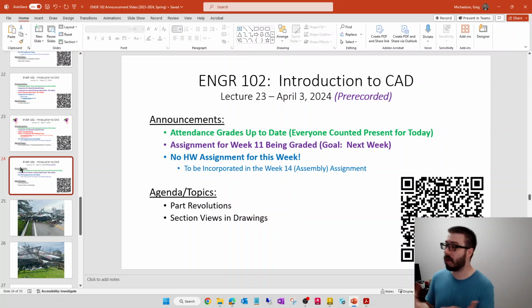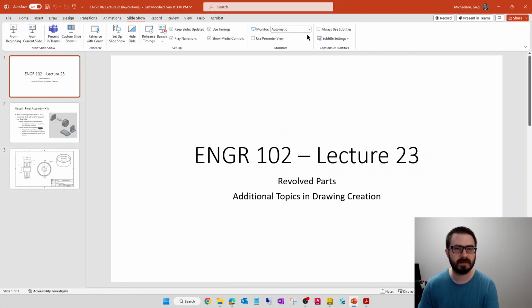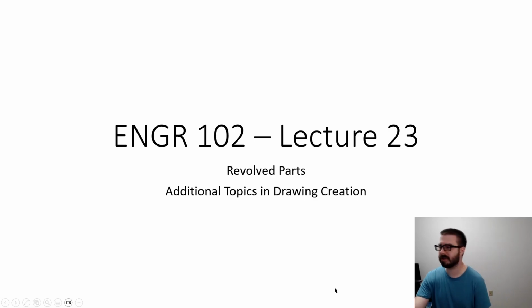So with that, I want to get right into things. Let me pull up the lecture notes here for today's exercise. Let me put that on the other screen. There we go. Today we're going to continue our discussion in Inventor on part creation, and we're going to be doing part revolutions. Then I want to cover some additional topics in creating drawings, namely section views.